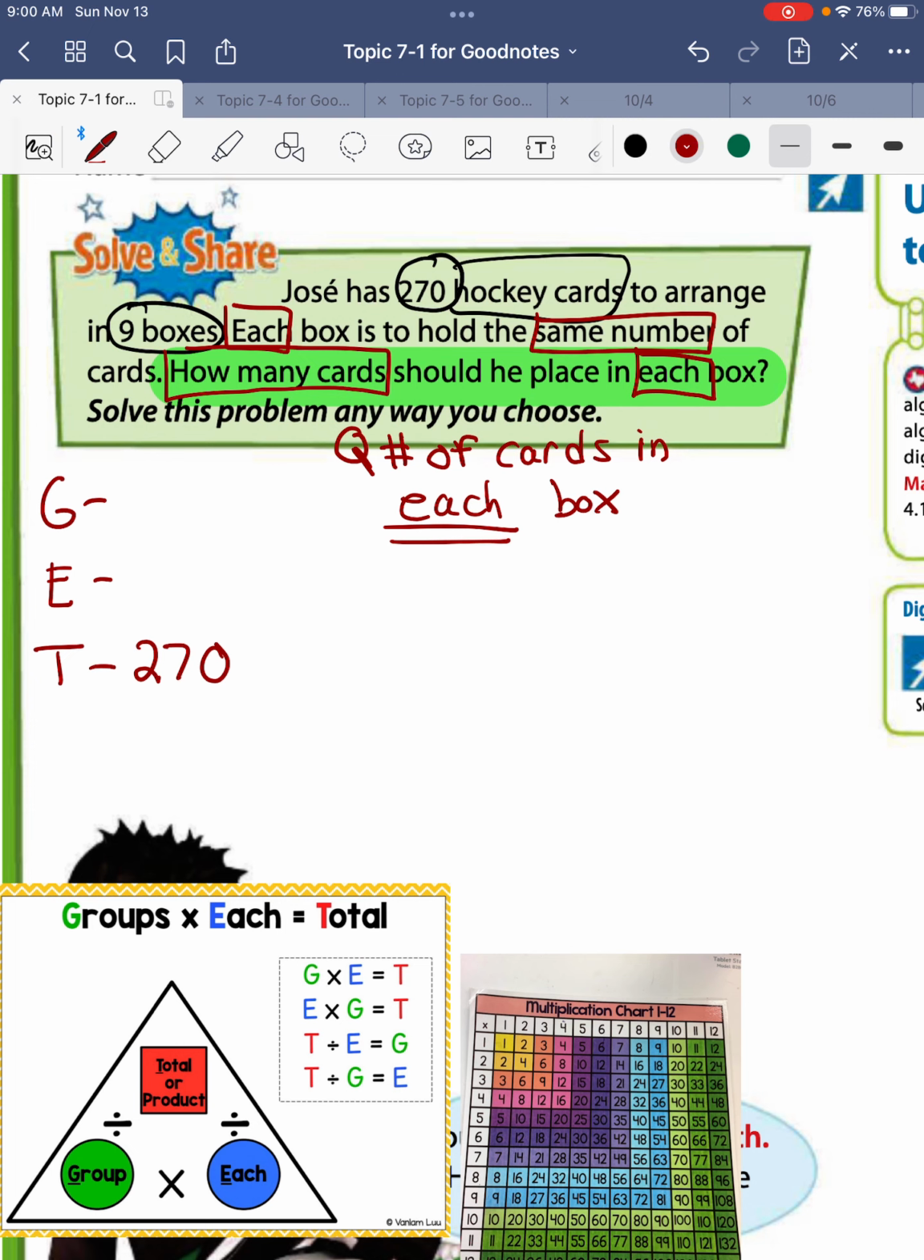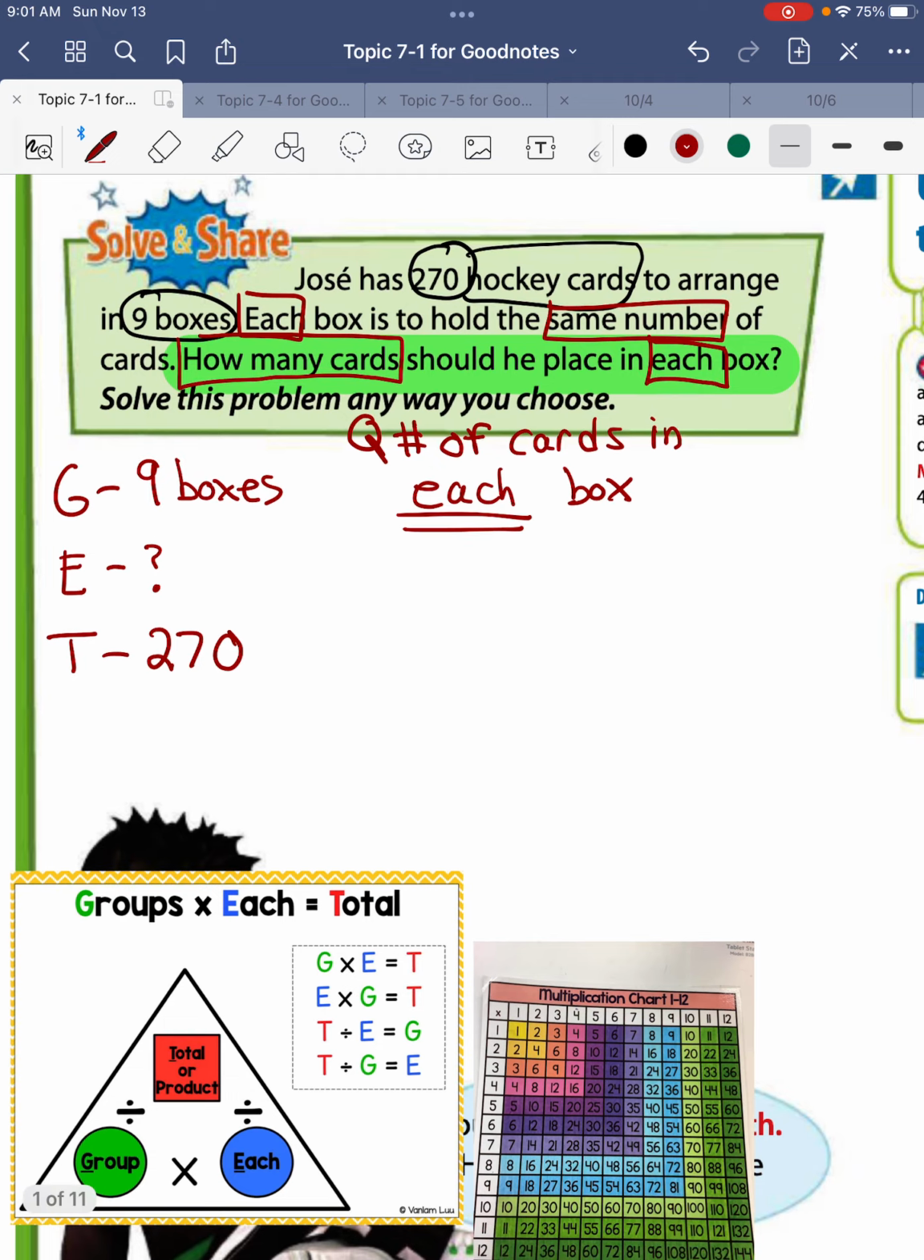Okay, now I'm going to go back to my get. So I know my total. I'm going to read again. Jose has 270 hockey cards to arrange in 9 boxes. Each box is to hold the same number of cards. How many cards should he place in each box? Okay, if you look at my question here, I'm looking for number of cards in each box. So that means that I do not know my each. So I'm going to put a question mark here, and that means that 9 boxes must be my groups. Okay.